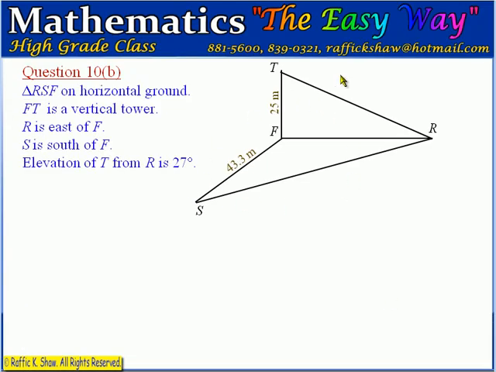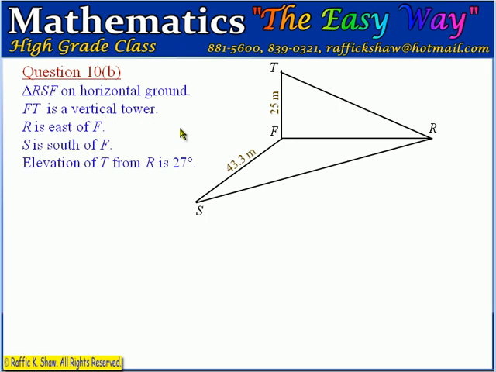Now in question 10B, we are presented with this diagram, and we are given a series of information relating to the diagram. The first thing we are told is that the points R, S, and F are on horizontal ground, and therefore triangle RSF is on horizontal ground. So this triangle here is on horizontal ground. It is a horizontal triangle, flat on the ground.